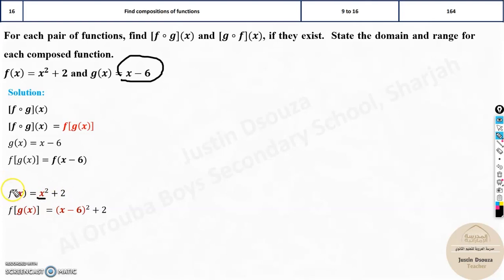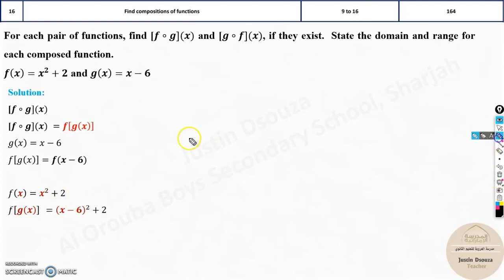That is the function of x. But we have f of g of x, right? What is the g of x value? It is x minus 6. You can see over here, instead of x, I'm just writing x minus 6. That is the g of x value. And then the square as it is, plus 2. Only those colored in dark brown. Whichever is colored in brown, you can see, is changed. And then now we need to simplify.